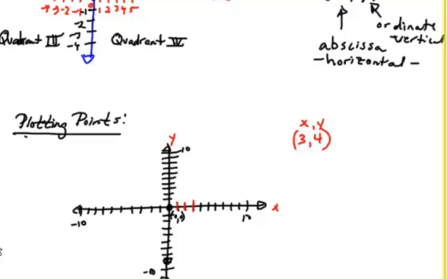So 1, 2, 3. 1, 2, 3, 4. And that's the point 3, 4. I don't have to label it again. I'm just doing it so that your notes will show it clearly.